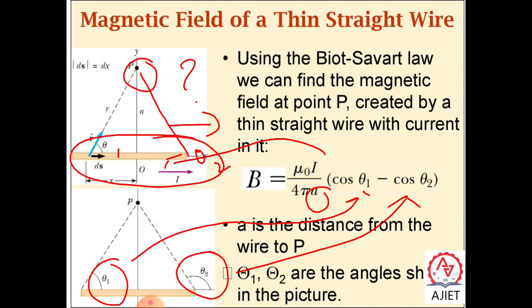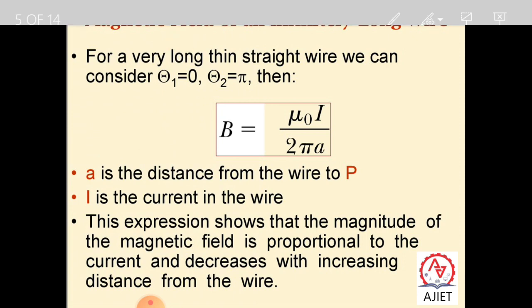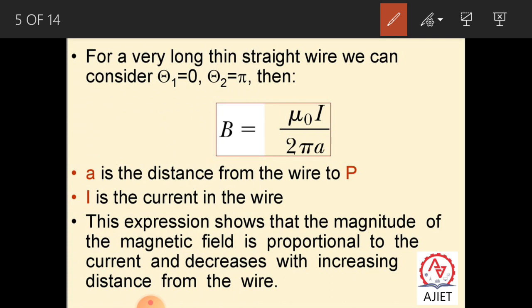That is also using Biot-Savart's law. Next one, magnetic field of an infinitely long wire. For an infinitely long wire, as we saw in the last analogy, here is a very long wire carrying the current I.